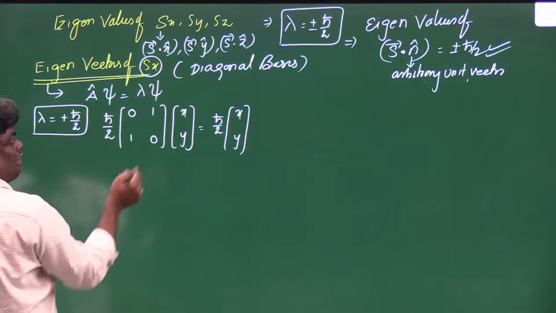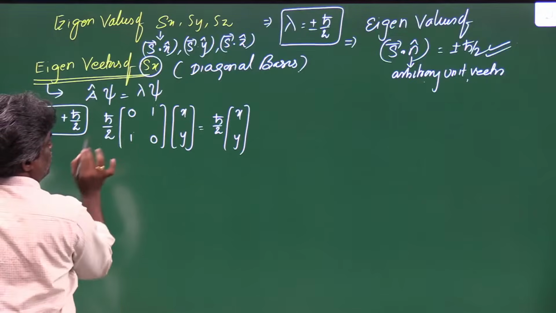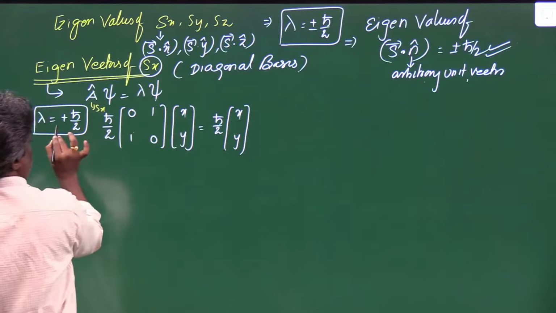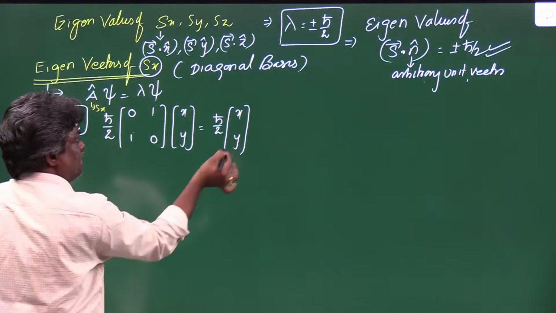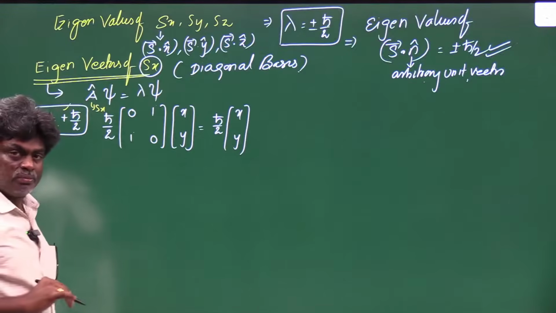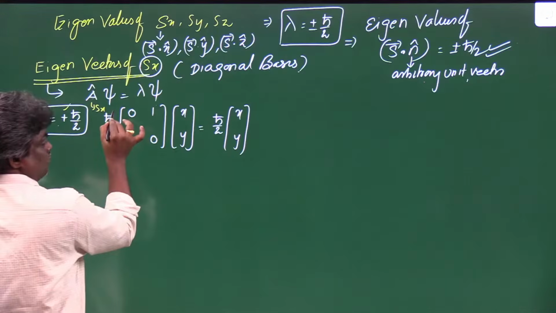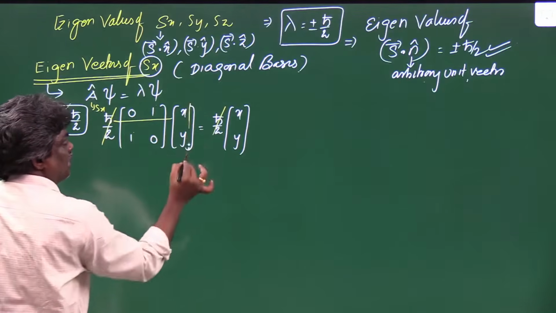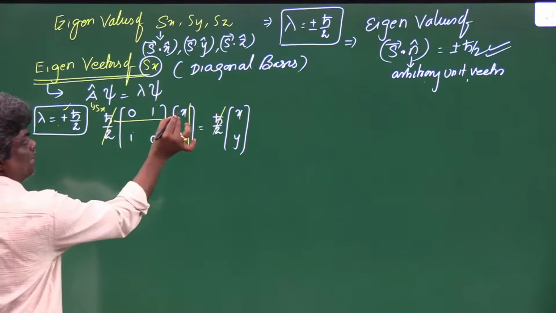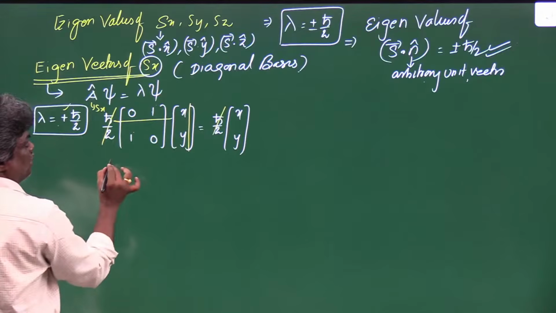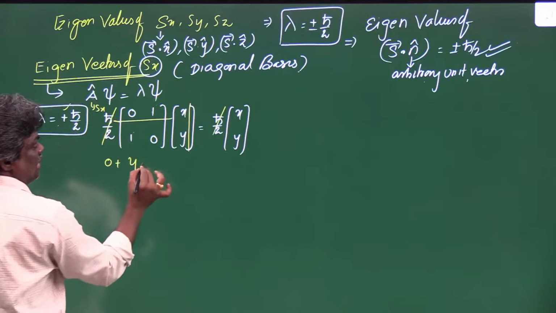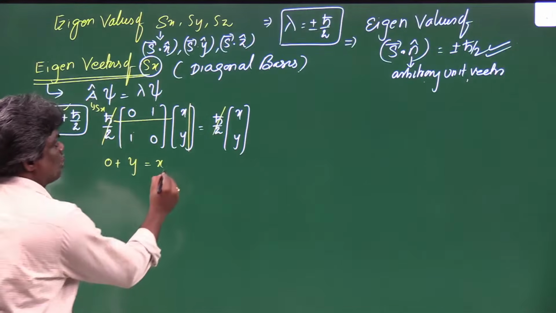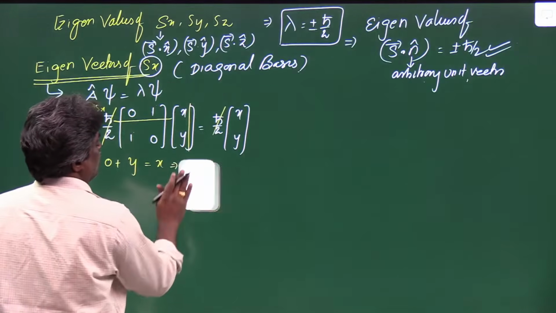Is it okay? I substituted Sx, this is Sx. Psi I don't know, lambda I know. I am finding the eigenvector corresponding to plus h cross by 2. Now h cross by 2 cancels. 0 into x plus 1 into y, that is y; and x. So you got the condition x equal to y.